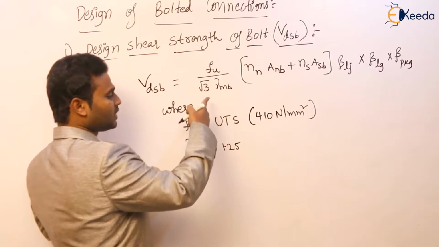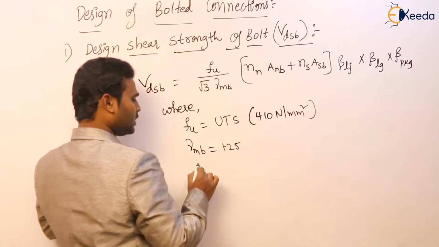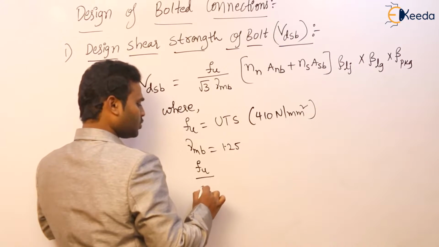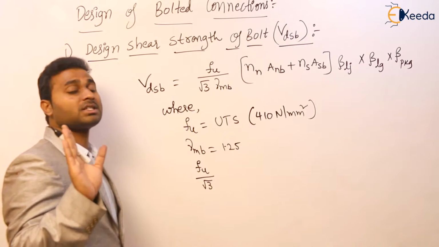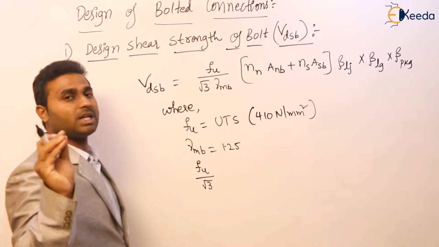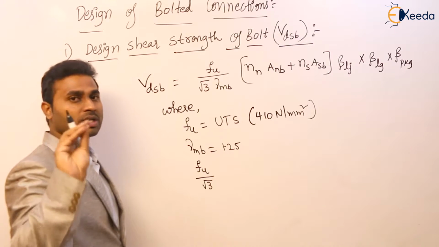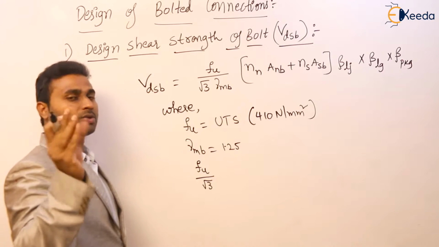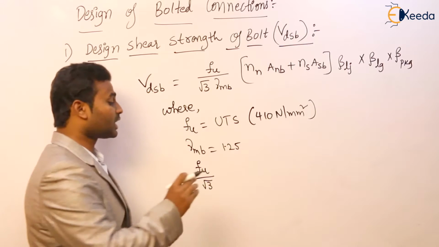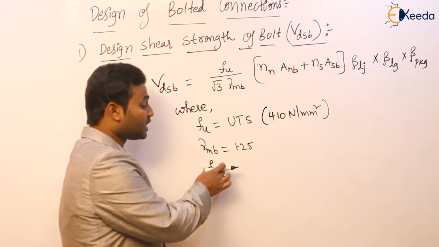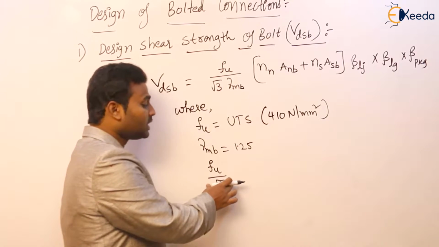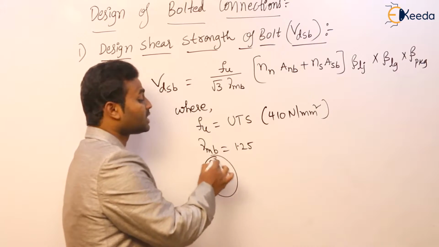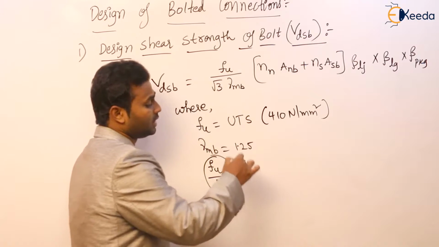And here root 3, actually the stress to be considered here is Fu by root 3. So whenever a material is failing in shear, then the stress to be considered is not simply Fy or Fu. It depends when to consider Fu and when to consider Fy. I will explain. So in case of shear, we should not consider either Fy or Fu. We should consider Fy by root 3 or Fu by root 3. Why root 3? This is based on the distortion energy theory.